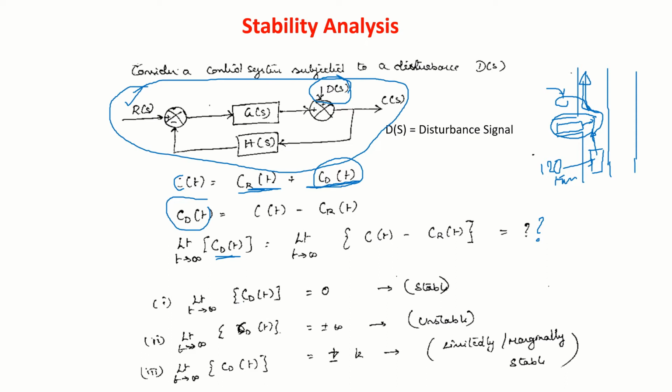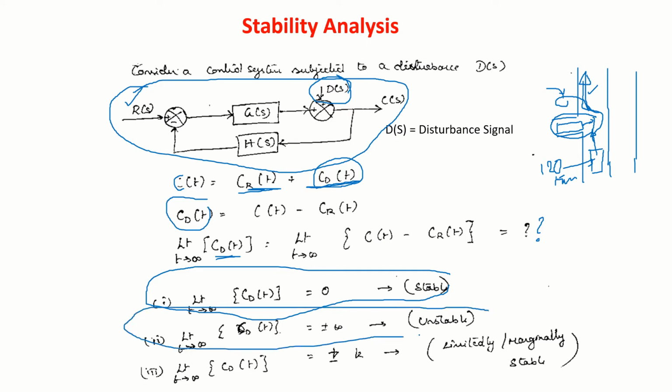If the output due to such a disturbance dies down with respect to time, then you can call that system a stable system, like what has happened here. If the response due to disturbance becomes plus or minus infinity, then we say unstable. This is the case, unstable. If it remains some constant value, then you can say limitedly or marginally stable.